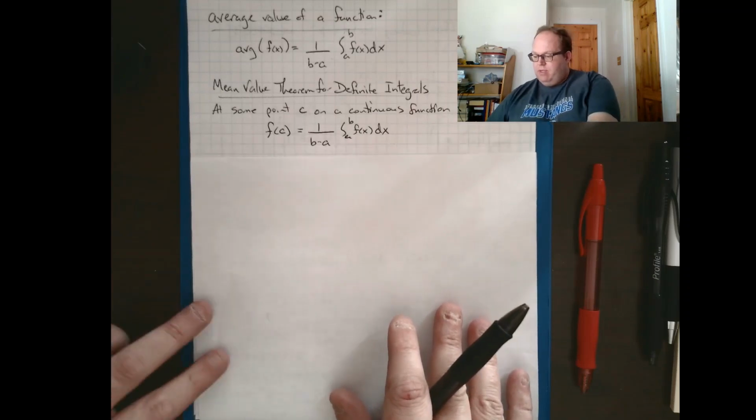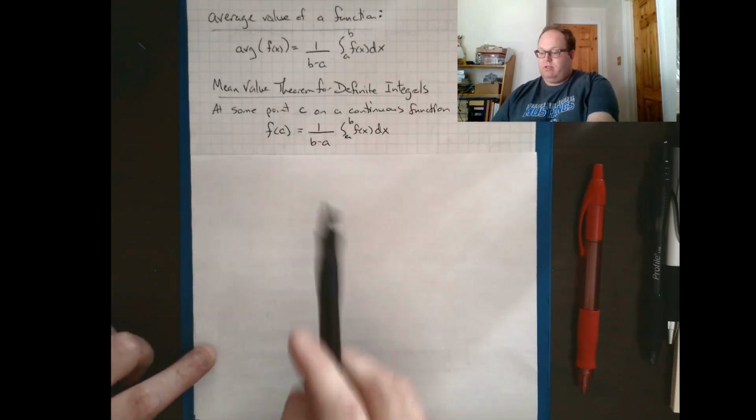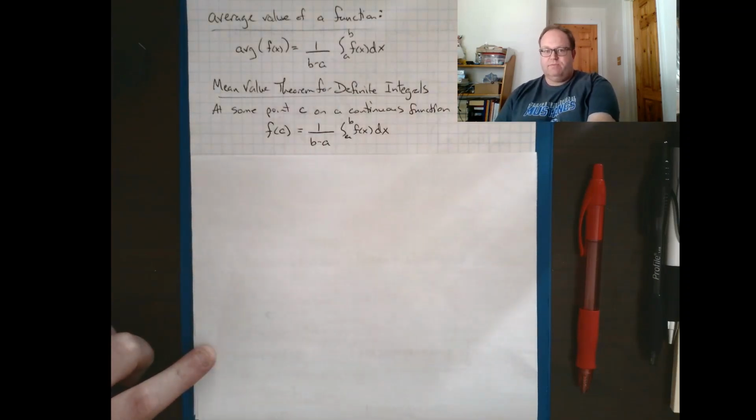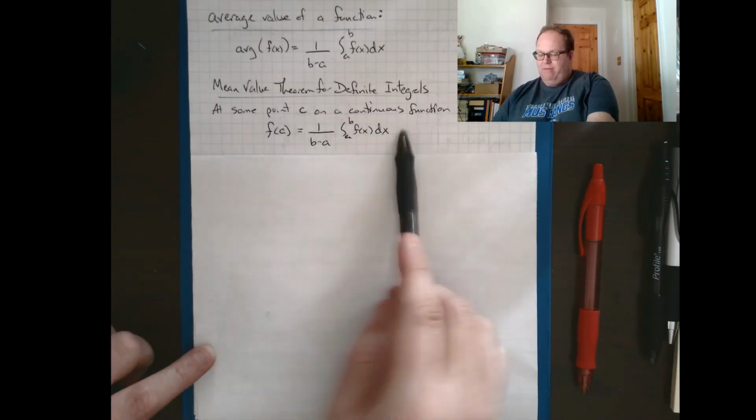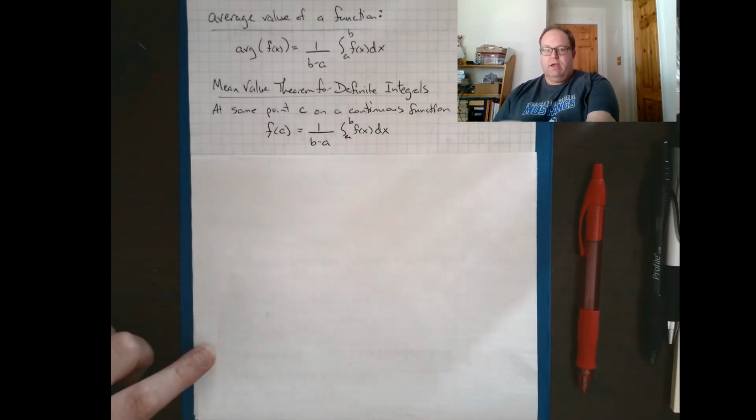From there, we can move on to talk about the mean value theorem, which looks an awful lot like the average value of a function. And the mean value theorem for a definite integral basically states that there's going to be some point on your function that is equal to the average value of the function. And we'll work with an example or two of this in a minute.